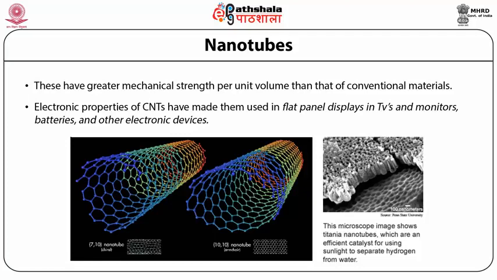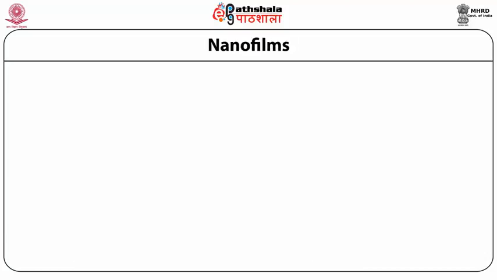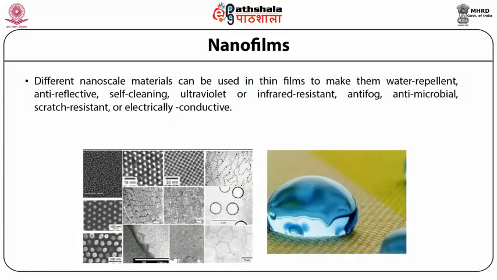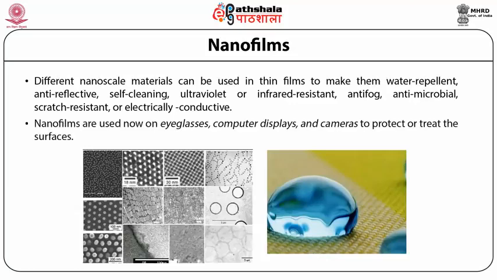electronic devices. The other nanoproduct is nanofilm. Different nanoscale materials can be used in thin films to make them water repellent, anti-reflective, self-cleaning, ultraviolet or infrared resistant, anti-fog, antimicrobial, scratch resistant, or electrically conductive. Nanofilms are now used on eyeglasses, computer displays, and cameras to protect and to treat surfaces.